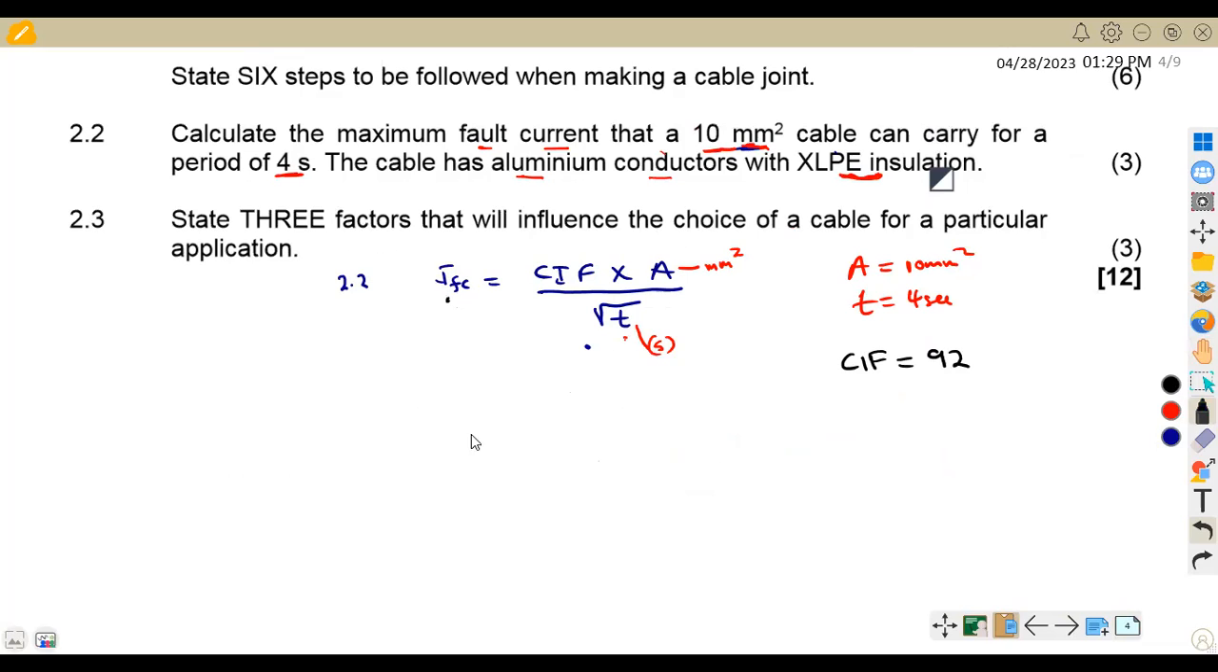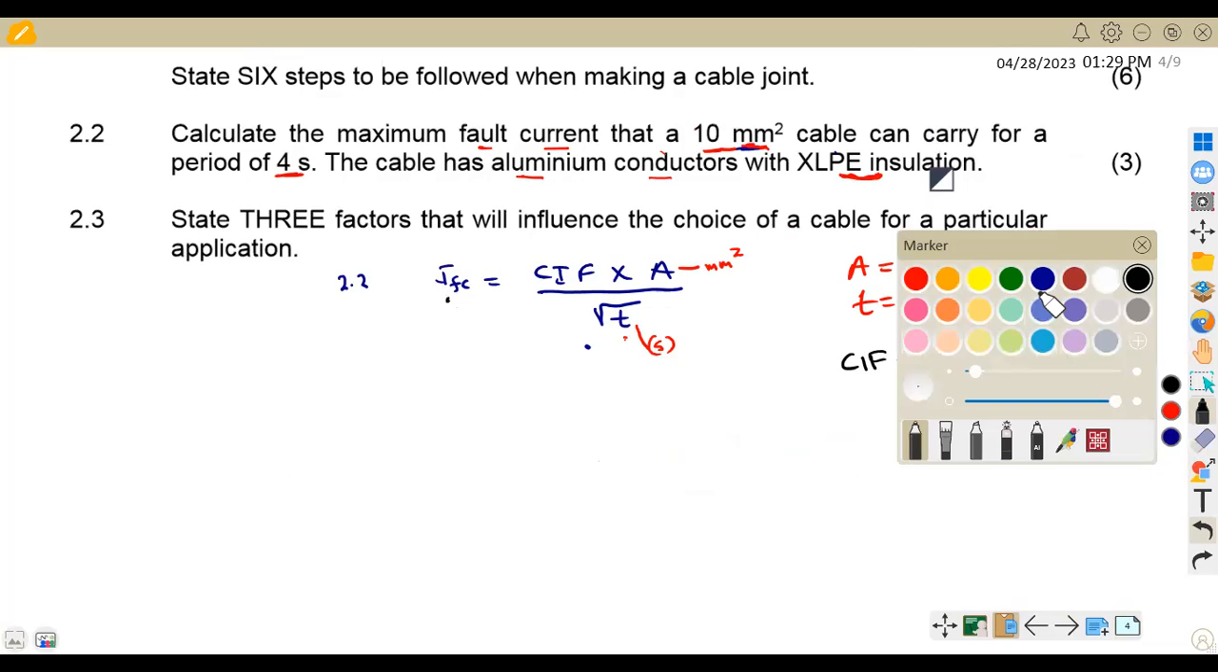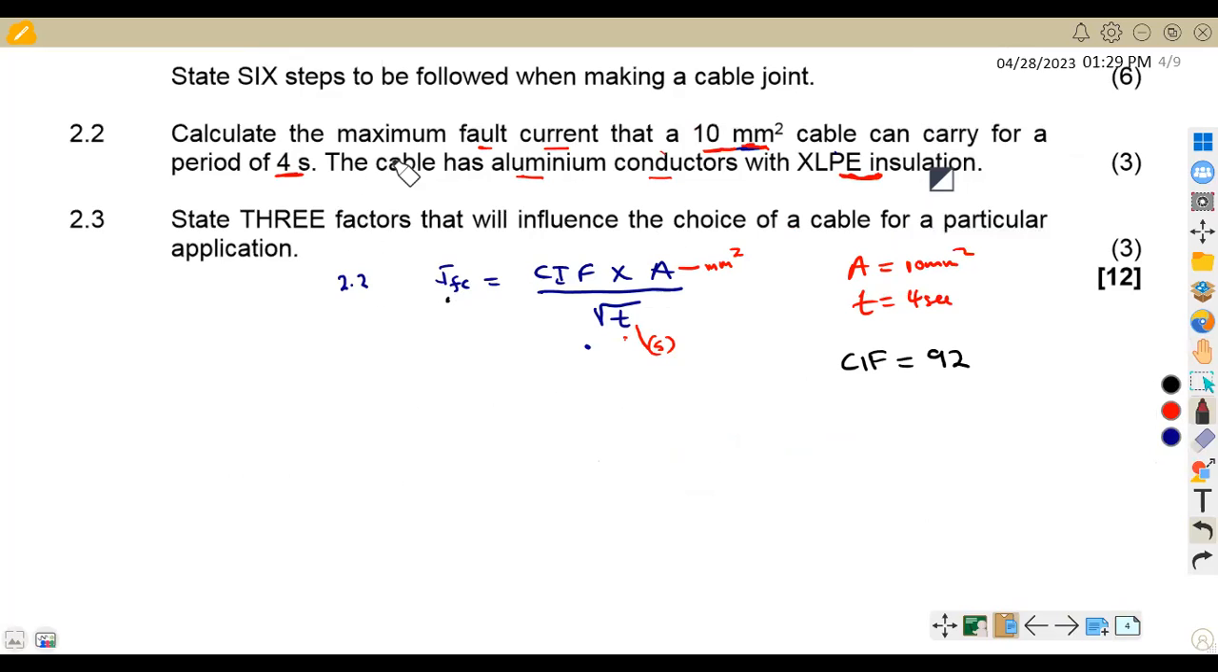All right, so we can calculate the total current, which is the maximum fault current in this case. So our maximum fault current is going to be equivalent to 92 times our area, in square millimeters. So there's no need for you to change this one, over the square root of t. Our t is the time in seconds, which is 4. So we can substitute everything to calculate our current. So this is going to give us something like 460. So that's 460 in amps.